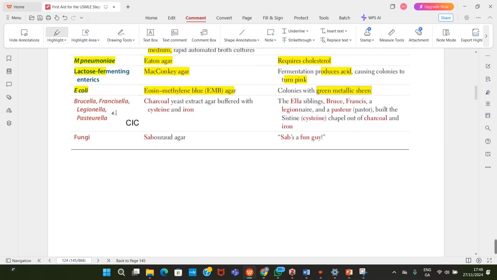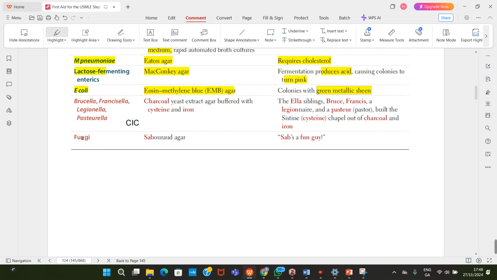Yes. Okay. Then we have the Brucella, the Francisella, the Legionella, the Pasteurella. This one is not really important for us to cram, but just to know it, we can grow them in the BCYE, which is a buffered charcoal yeast extract with iron and cysteine. You can use it to culture these organisms. BCYE, charcoal yeast with iron and cysteine.